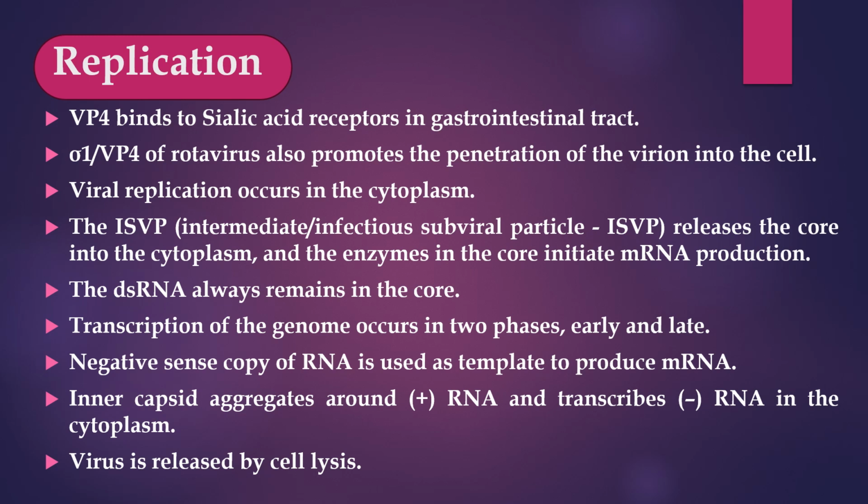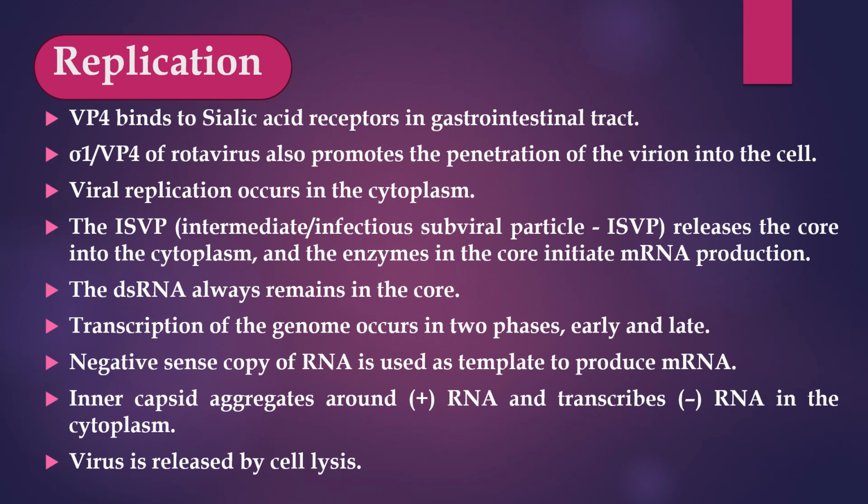Transcription of the genome occurs in two phases. One is the early phase, another one is the late phase. The negative sense RNA strand is usually used as a template by virion core enzymes, which synthesize individual mRNAs. The mRNA then leaves the core and is translated.